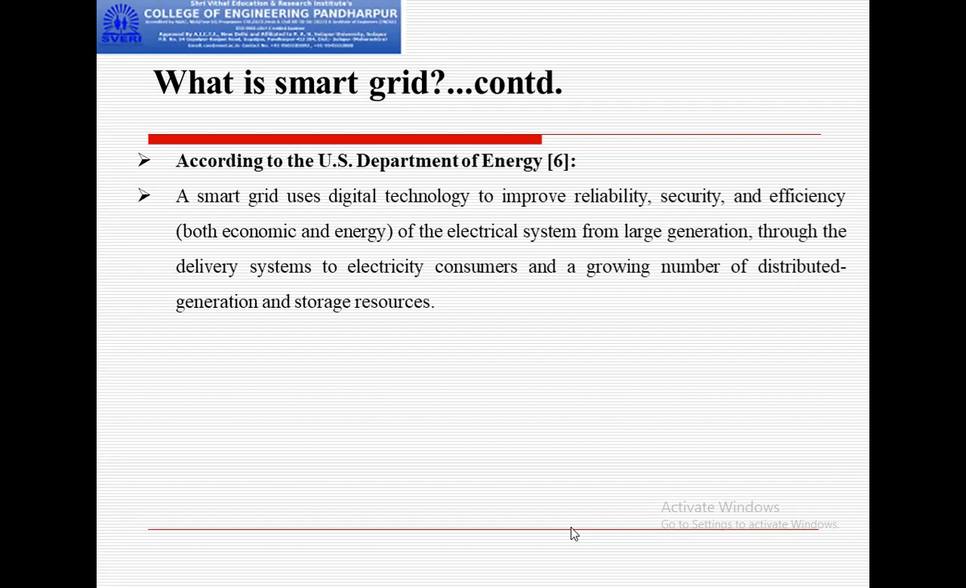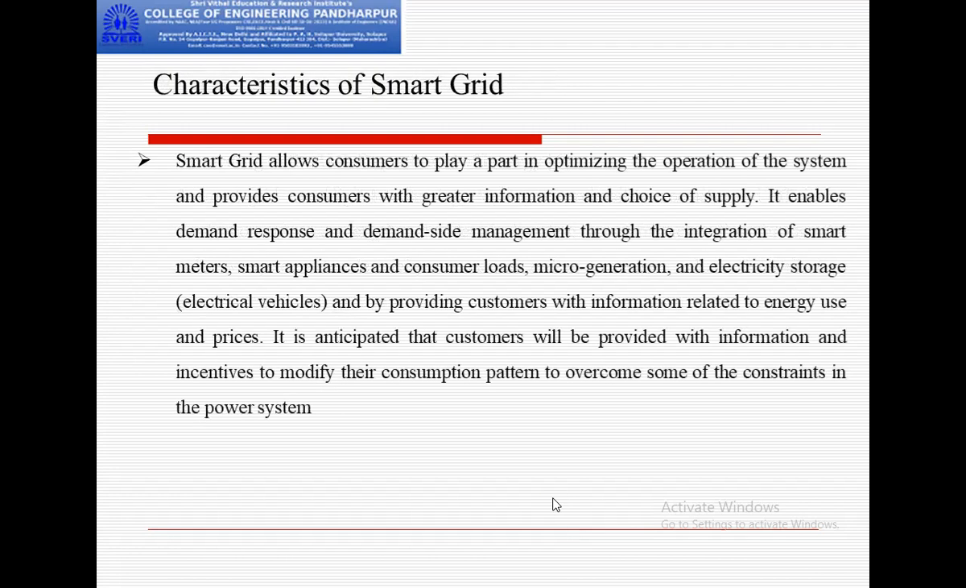So you can see one more definition giving the words reliability, security, efficiency. Next slide. So there are various definitions of smart grid, but you should know these words like controllability, observability, automation, reliability, security, efficiency, all these things. Next slide, ma'am.